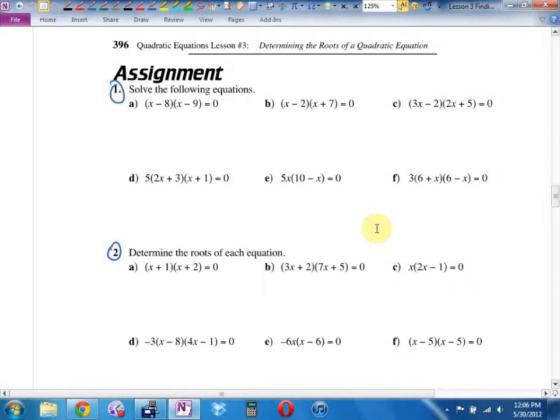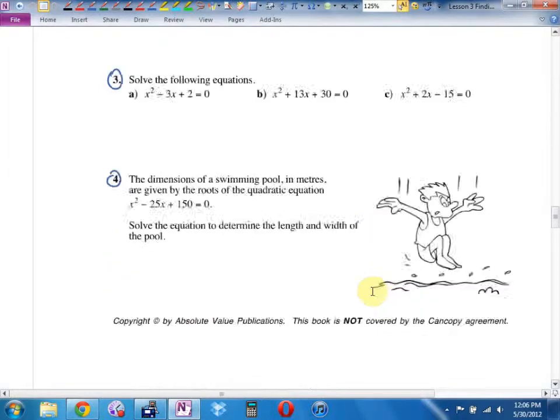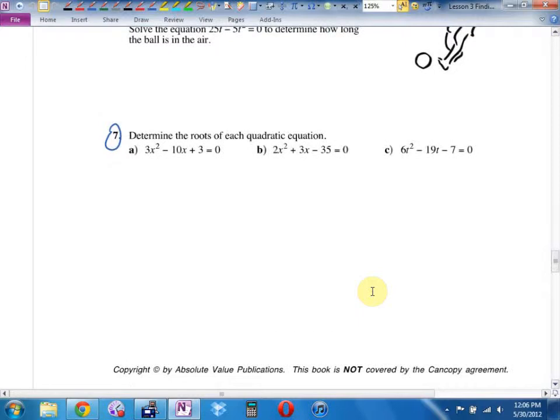Page 396, any questions from the homework that you would like me to go over? Yep. 7a, love to. Determine the roots of this quadratic equation.